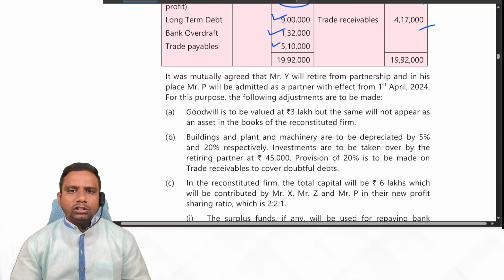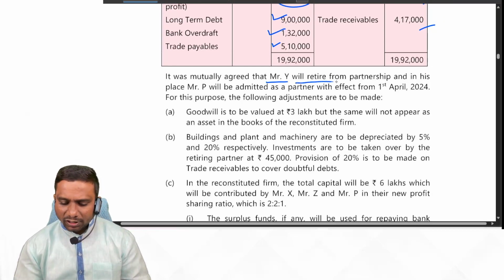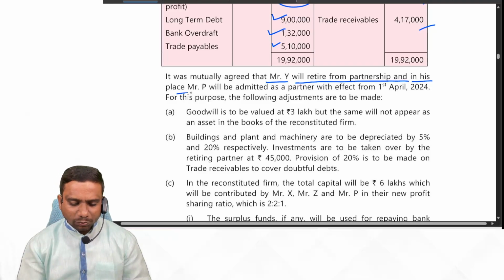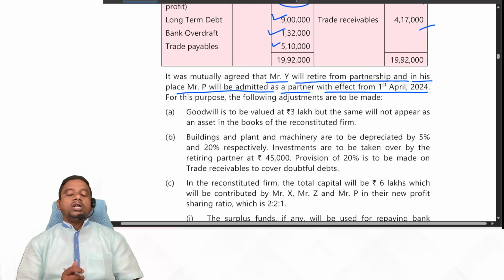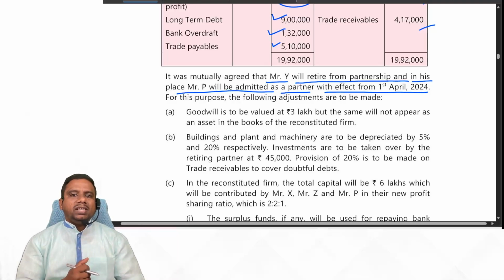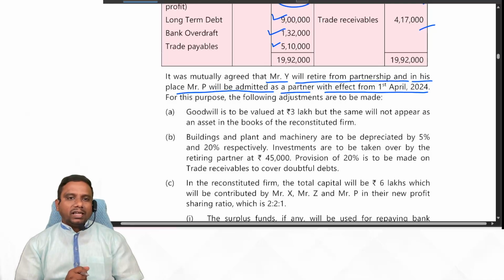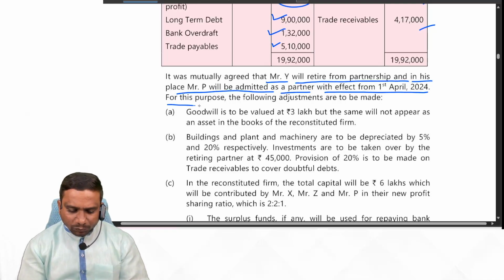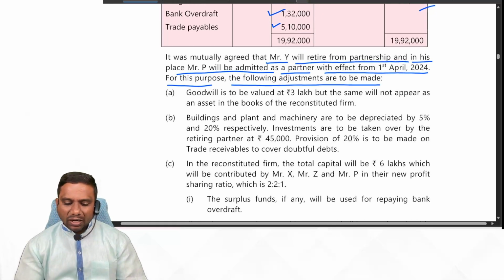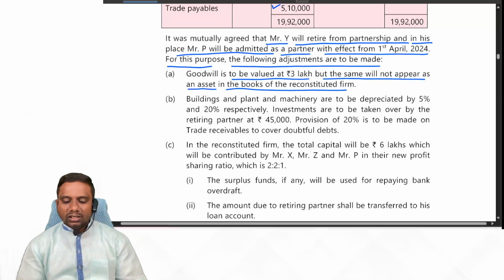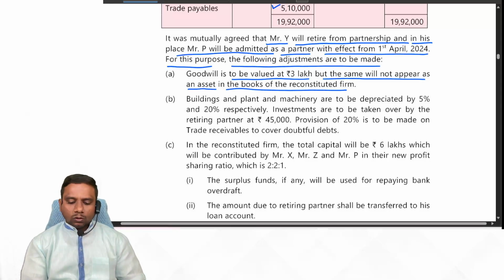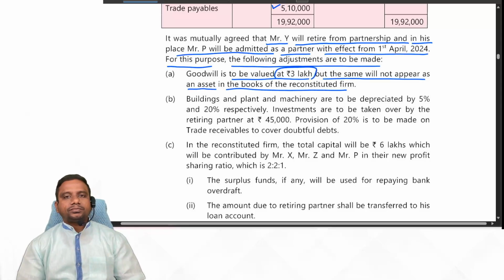Next one. It was mutually agreed that Mr. Y will retire from the partnership and in his place Mr. P will be admitted as a partner with effect from 1st April. Who is retiring? Y is retiring and in his place Mr. P is admitted. So it is an admission cum retirement problem. For this purpose, the following adjustments are to be made. Goodwill is to be valued at 3 lakh, but the same will not appear as an asset in the books of the reconstituted firm. So here the total value of goodwill is 3 lakhs.